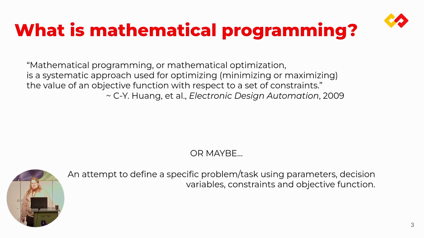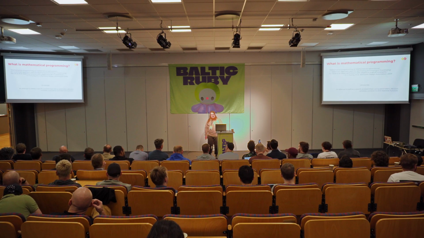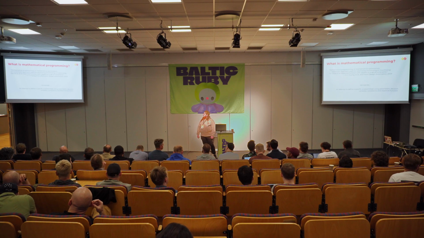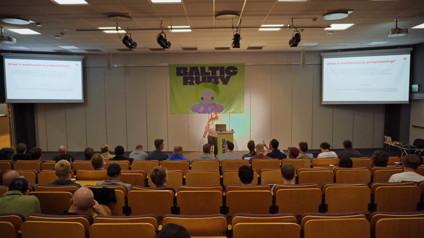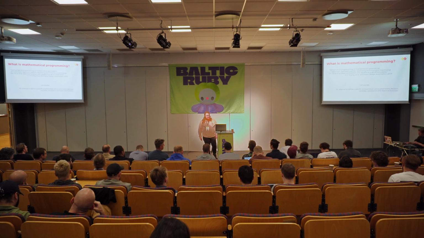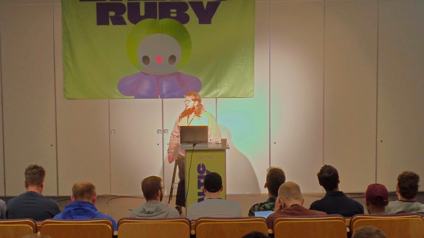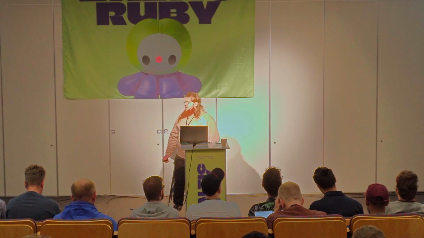So let's start with the formal definition of math programming. Math programming, or math optimization, is a systematic approach used for optimizing the value of an objective function with respect to a set of constraints. Or maybe we can simplify that and say that it's just the attempt of defining our specific problem using math equations and some elements like decision variables, constraints, objective functions, and other stuff just to receive the best solution possible.